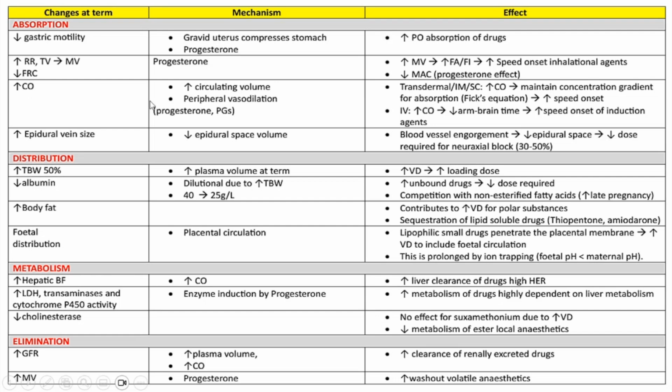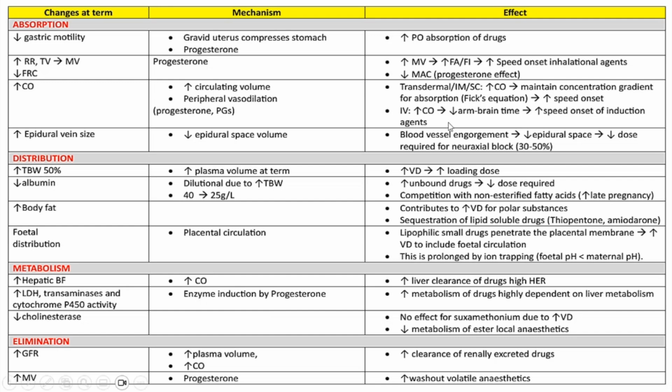Next, we talk about the increase in cardiac output. Increased cardiac output causes increased circulating volume and peripheral vasodilatation. So it causes increased absorption of drugs given transdermally. Again, based on Fick's law of diffusion, when you have an increase in circulating volume, you maintain the concentration gradient, so there is increased speed of onset.